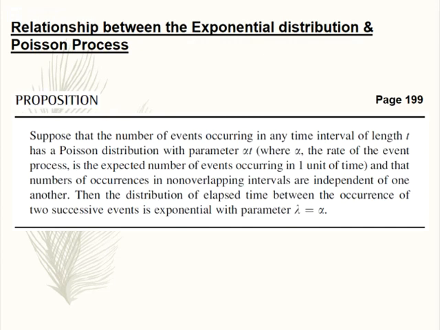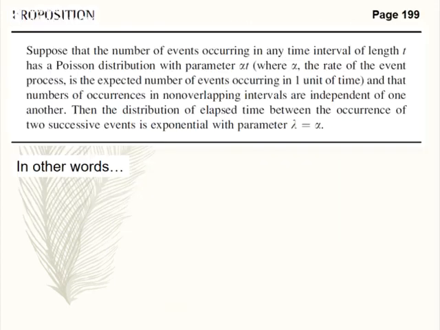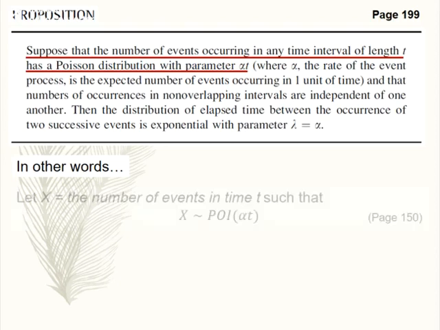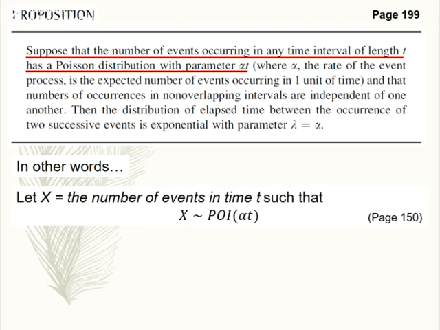Okay, let's see if your understanding is correct. What I'm going to try to do is take this paragraph and summarize it into fewer words. So let's start off with the first sentence. Suppose that the number of events occurring in any time interval of length t has a Poisson distribution with parameter alpha t. In other words, I'm going to rewrite this as: let X be the number of events in time t such that X follows a Poisson distribution with parameter alpha t.